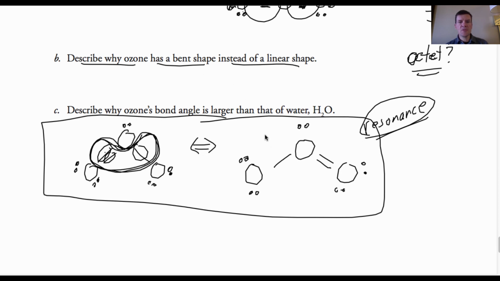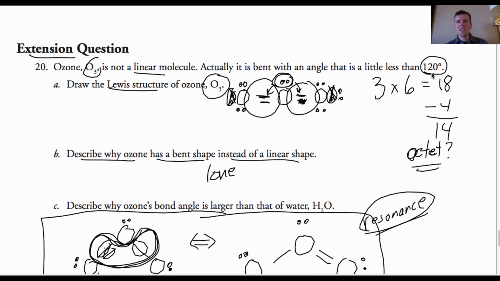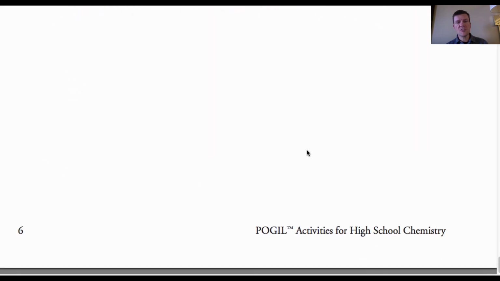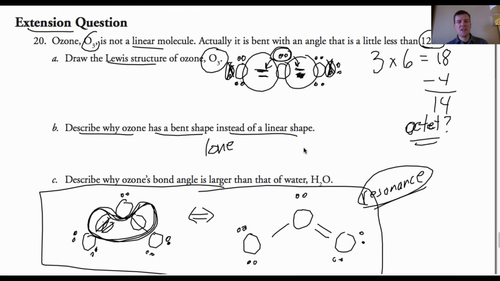Okay? So we get this bent shape because of the lone pair, but also it's a little less than 120 because of this resonance effect here, because you've got these possible different arrangements. Okay? So that's just a little something extra, something called resonance, when you've got multiple Lewis structures that can result in the molecule.